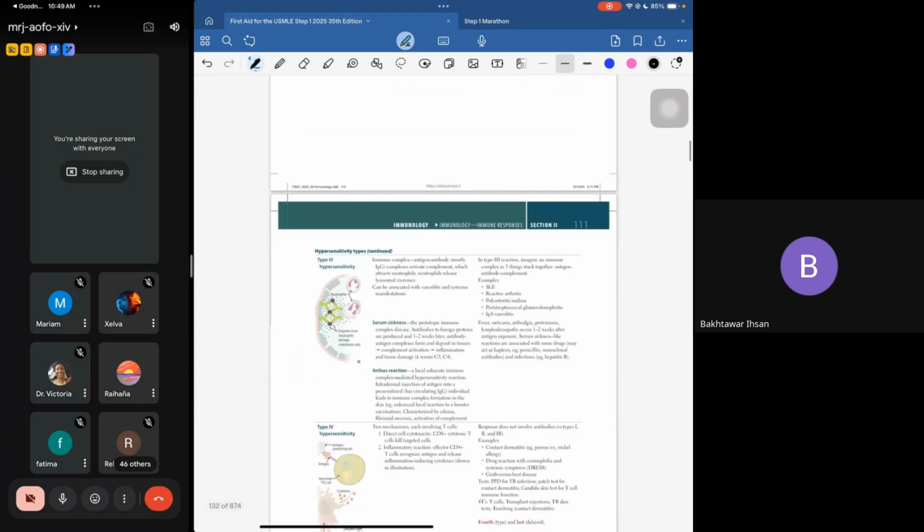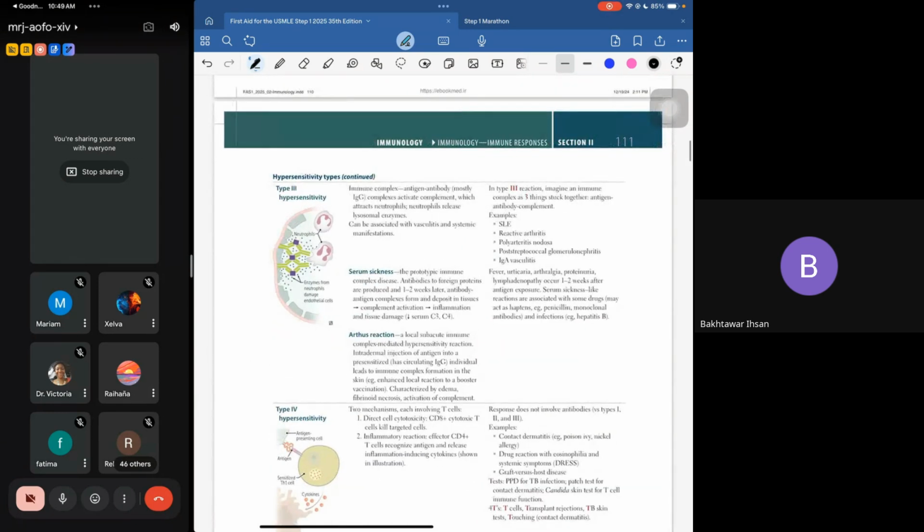It's done. Now, type 3 is very simple. In type 3, antigen that comes from outside the body is going to bind with antibody, right? When they bind, the complement system is going to be activated. And then these antigen-antibody complexes are going to go throughout the body, and the complement system attracts neutrophils.